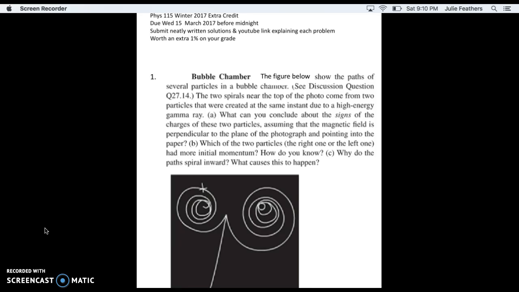direction. And an electron or a negative charge is going to be the exact opposite. It's going to go in a clockwise direction, and that's what the particle on the left is doing. So I know the right particle is positive, the left particle is negative.